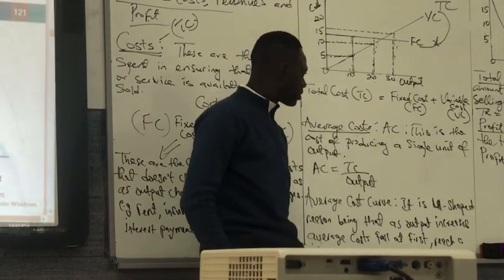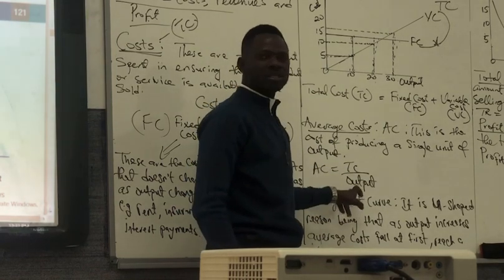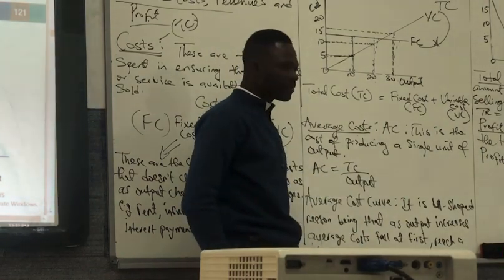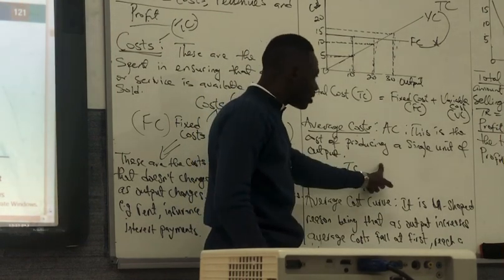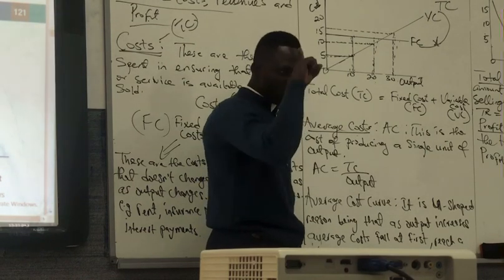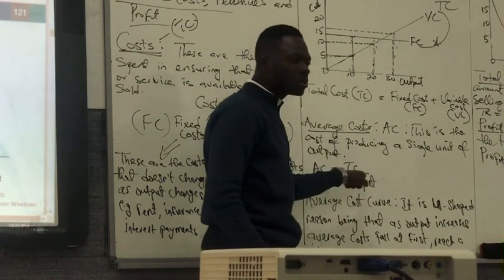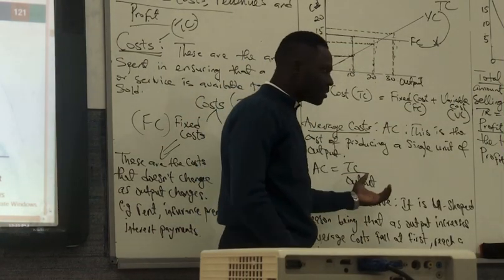That is average cost. So the formula for average cost is what? The total cost divided by the output or the quantity sold. Do you get it? The quantity produced, sorry. The total cost divided by the quantity produced. That's how you get your single, one out of it. This is the total divided by the quantity. Is it clear? Yeah.